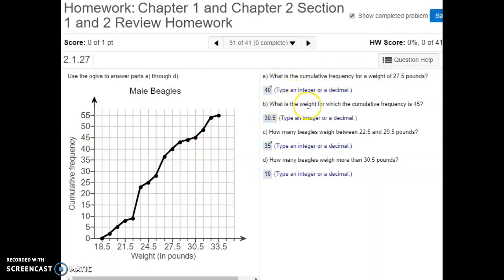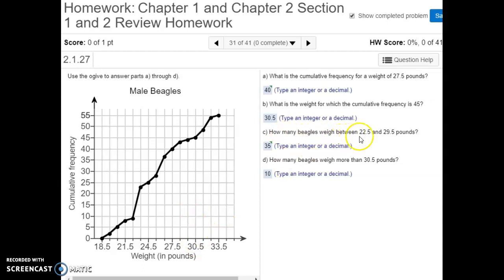What is the weight for which the cumulative frequency is 45? So here we want to start by finding 45 on the cumulative frequency axis, the y-axis, and go over and see where the ogive crosses it. And then going straight down, we see the weight associated with that is 30.5.